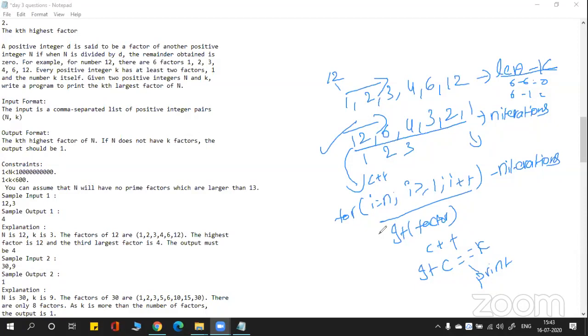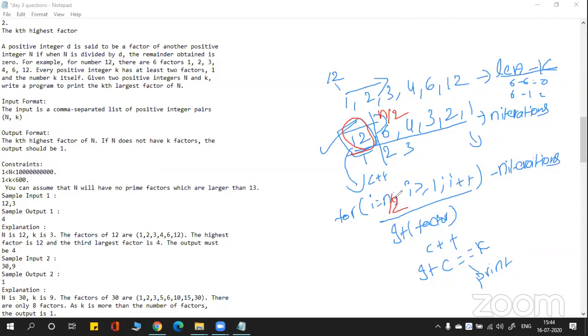Actually, we have discussed the logic previously. If you observe, as we discussed, for any number we take, after the half of the number there will be only one factor, the number itself, 12. So this is n by 2. Why do iterations there? We will not be getting any value. So what can we do? Instead of starting from n, we can start from n by 2.